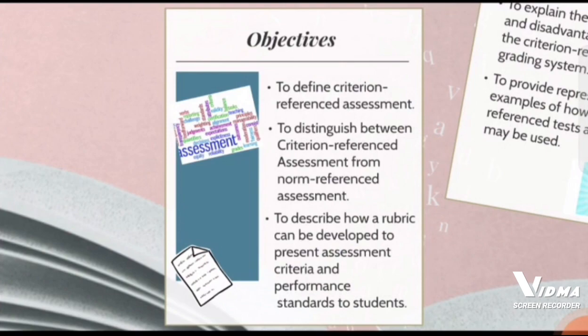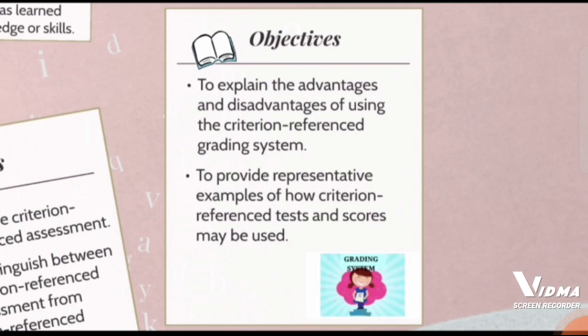Objectives: to define Criterion Reference Assessment, to distinguish Criterion Reference Assessment from Norm Reference Assessment, to describe how a rubric can be developed to present assessment criteria and performance standards to students. To explain the advantages and disadvantages of using the Criterion Reference Grading System, and to provide representative examples of how Criterion Reference tests and scores may be used.